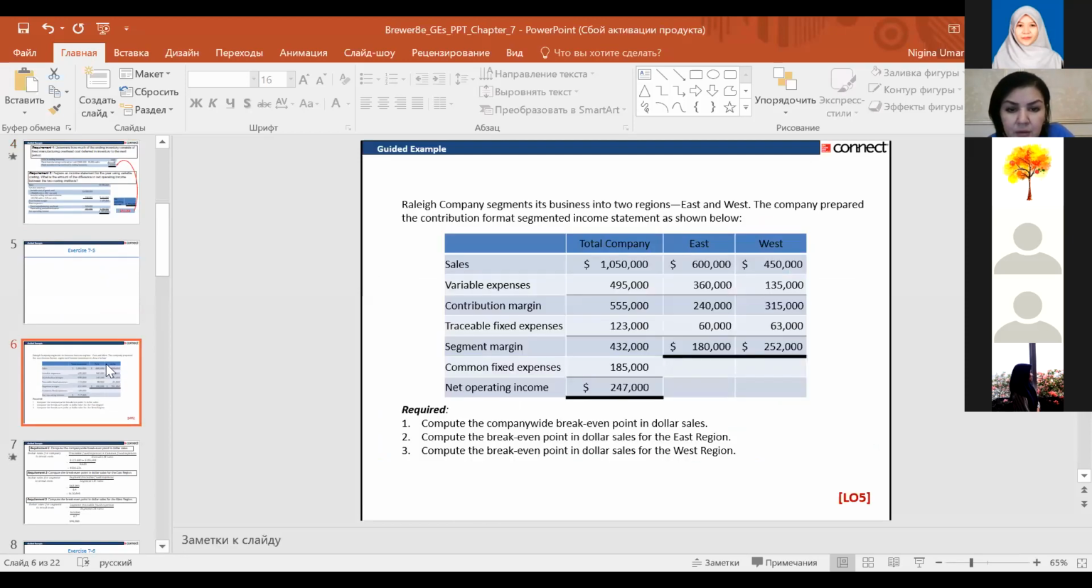Okay, now let's do this break-even point. Let's do this exercise. So Relay company segments its business into two regions, East and West.